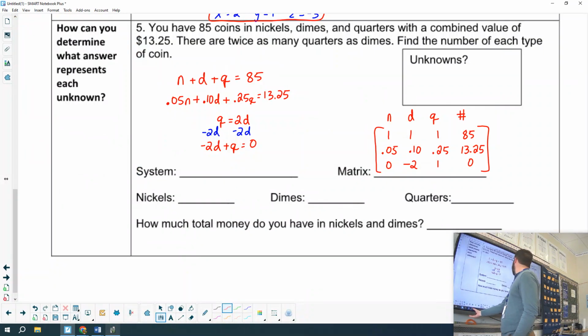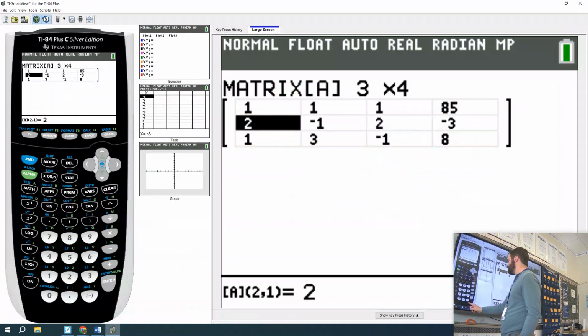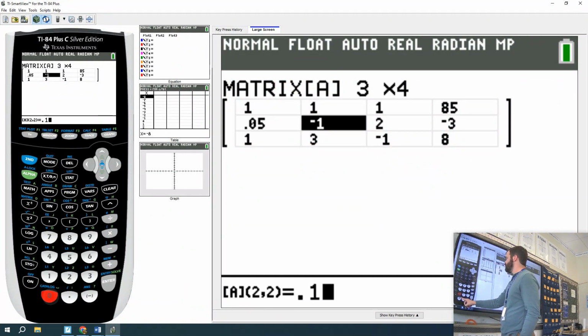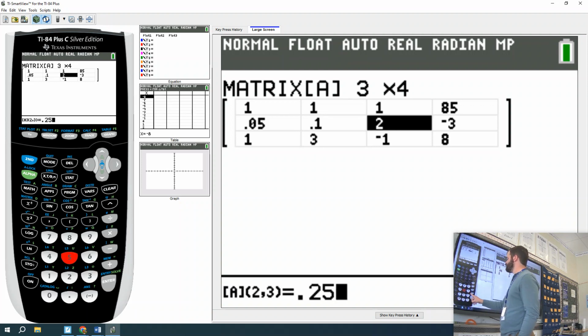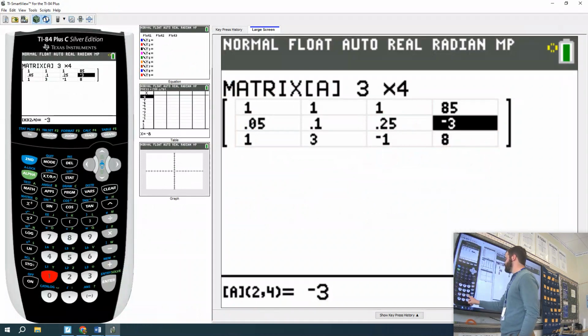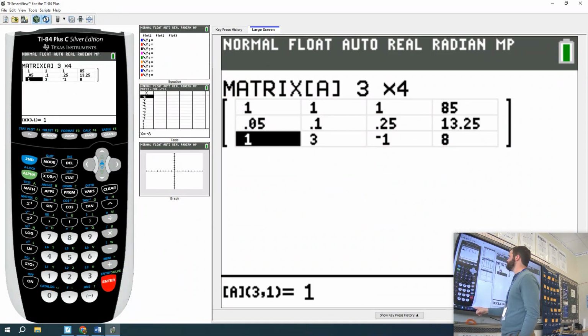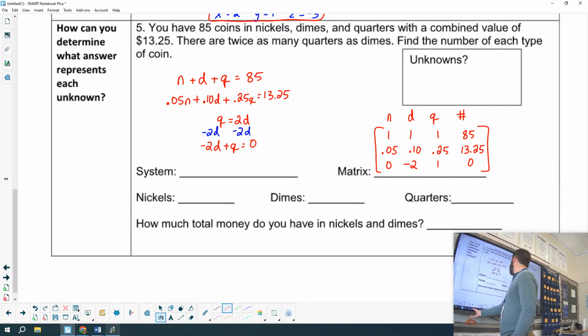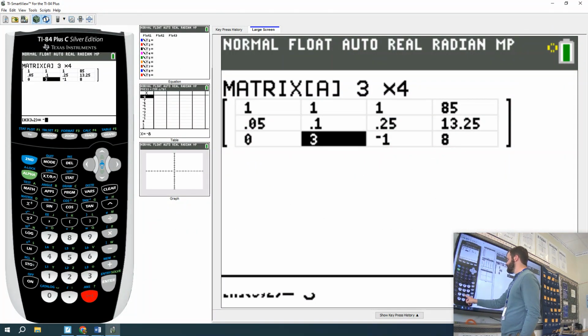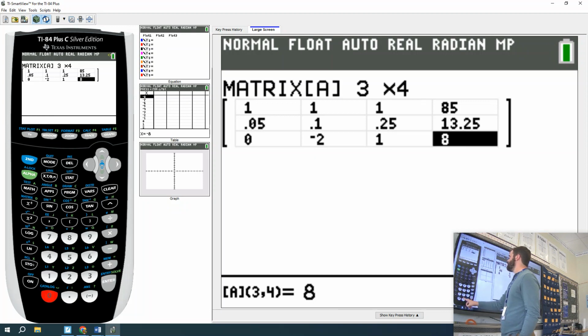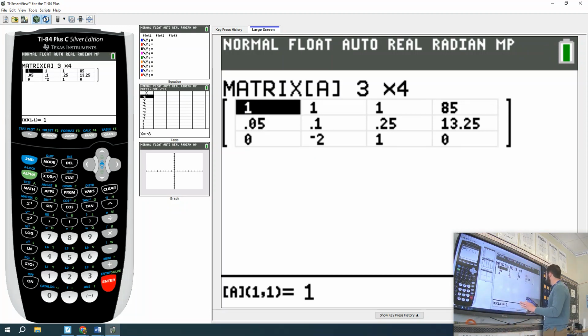All right, then I'm going to have 0.05, 0.10, 0.25. So 0.05, 0.10, and 0.25, and then 13.25. And then we're going to have 0, -2, 1, 0. So 0 enter, -2 enter, 1 enter, 0 enter. Okay? All right, so do you remember what comes next after this step? It's important. We go second, quit. Takes us out of it. Because if we start trying to run the program while we're still inside of editing the matrix, it's going to make everything wrong. Okay? So we're going to go second, quit.